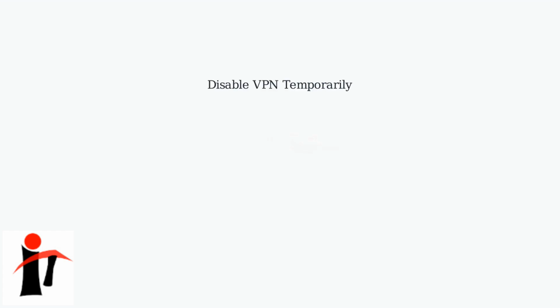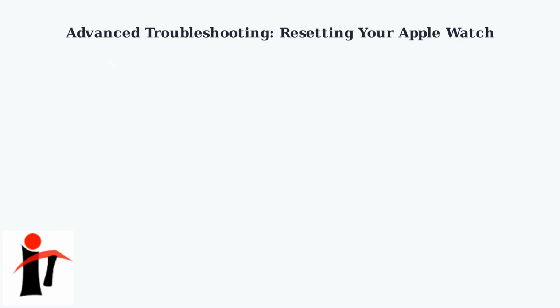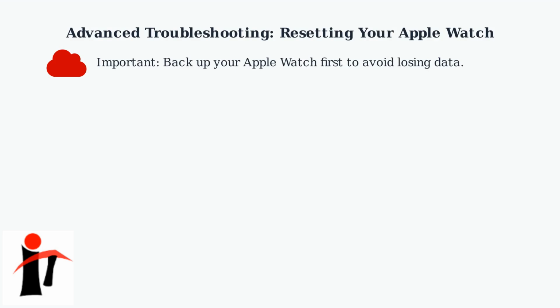If you're using a VPN, try disabling it temporarily. VPNs can sometimes interfere with the Tesla app's communication with Tesla's API, causing syncing problems. If basic troubleshooting steps haven't resolved the Tesla app loading issue on your Apple Watch, consider performing a reset. This is an advanced step that will erase all data on your watch, so it's crucial to back up your data first to prevent permanent loss.